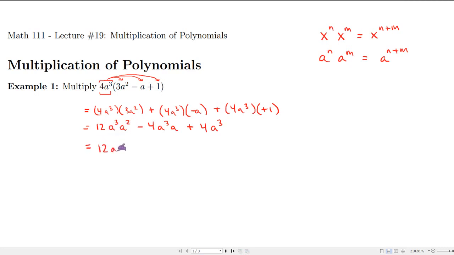We'll have 12a to the 3 plus 2. So that'll actually be a to the 5th. And then we'll have 4a to the 3rd plus, and then this exponent is actually a 1, right? And this is already simplified. So in the end, we will get 12a to the 5th minus 4a to the 4th plus 4a cubed.